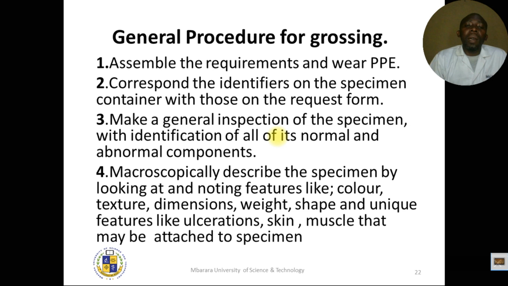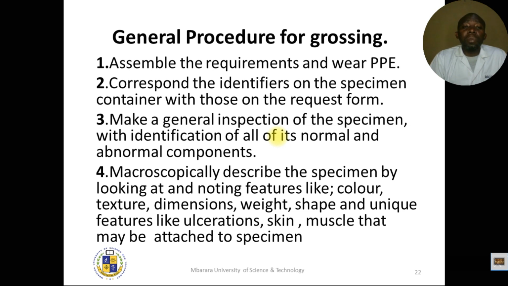So we need now to get to the real procedure of grossing. What do we do, or what happens exactly in the grossing room? So number 1, the procedure: you need to assemble the requirements and wear your personal protective equipment, and this is very important. Just like any other place, if you are to work very well, this has to be done properly. It's advisable you arrange and assemble the materials that you intend to use in place, so that you do not keep on moving from one place to another after you put on your gloves.